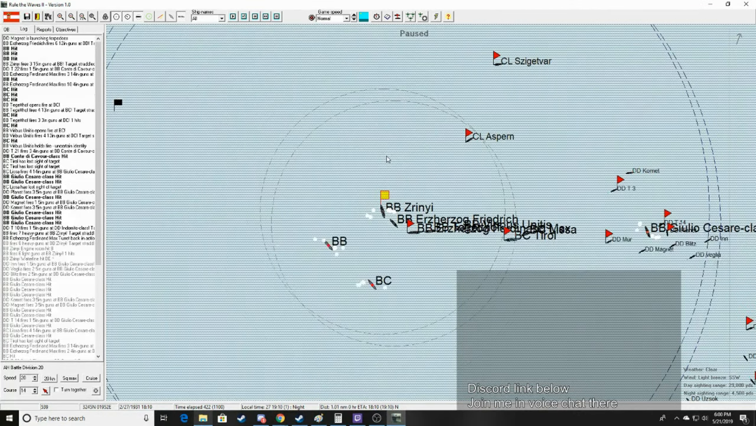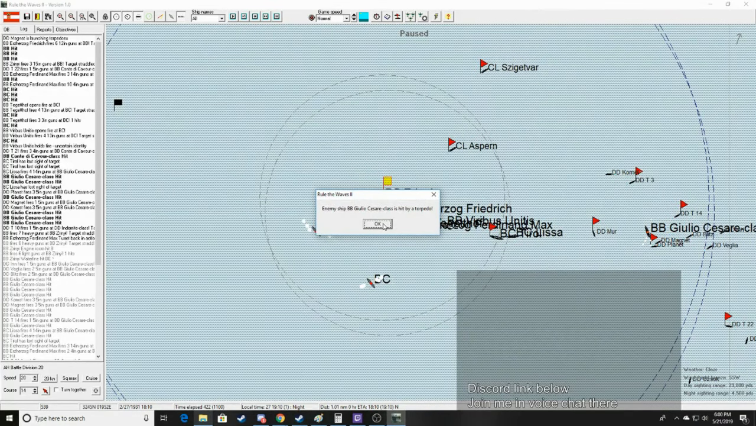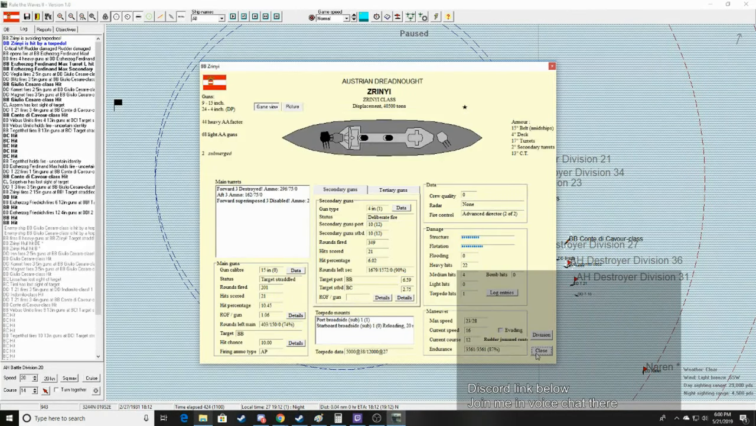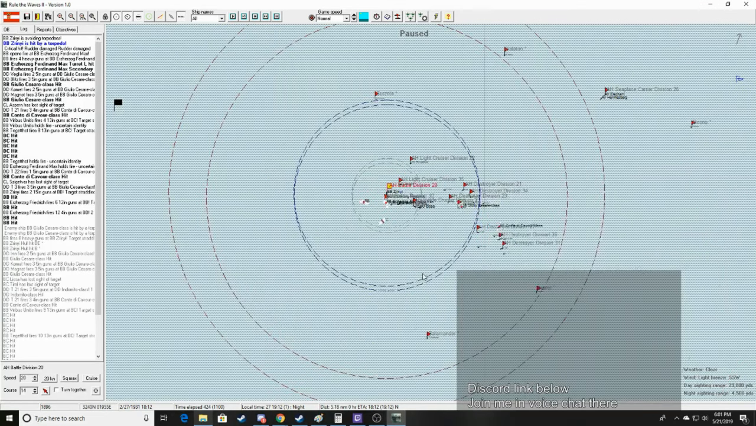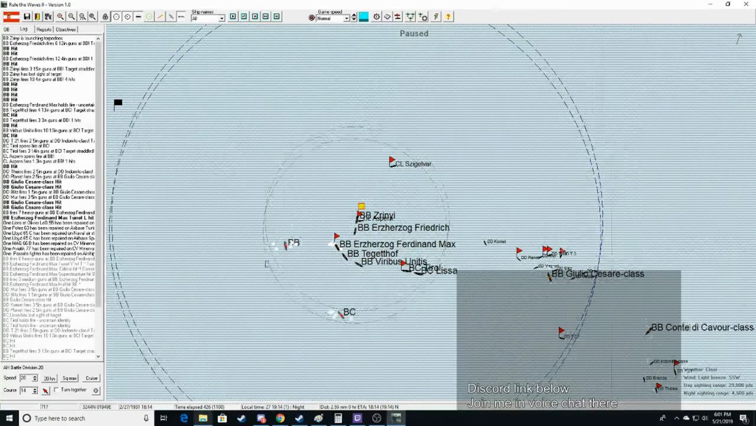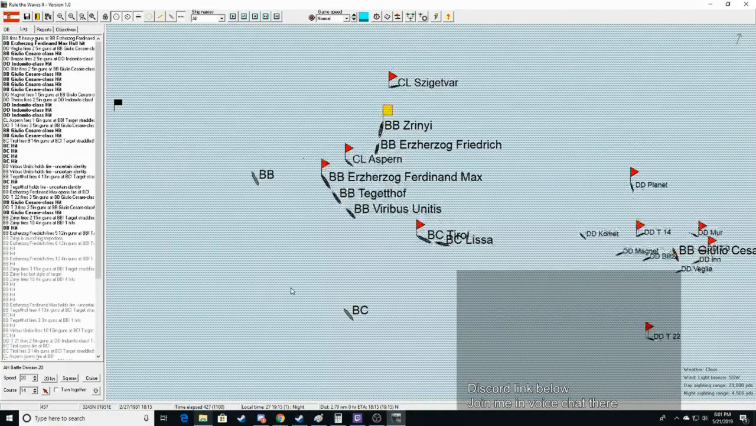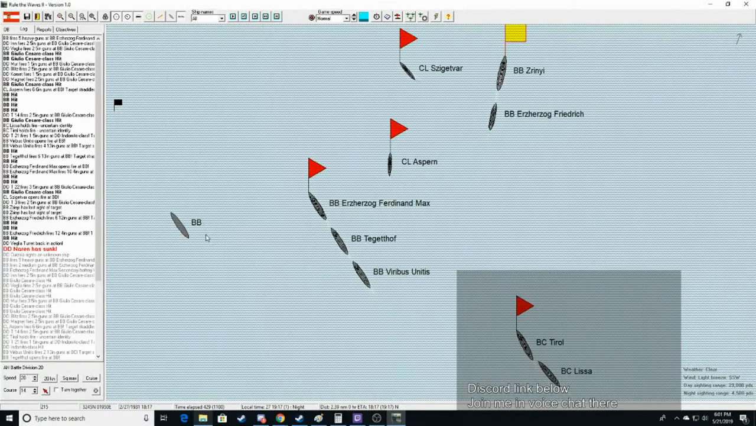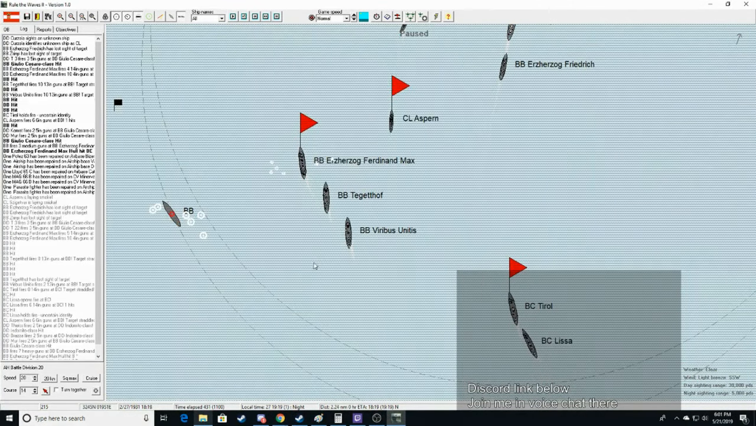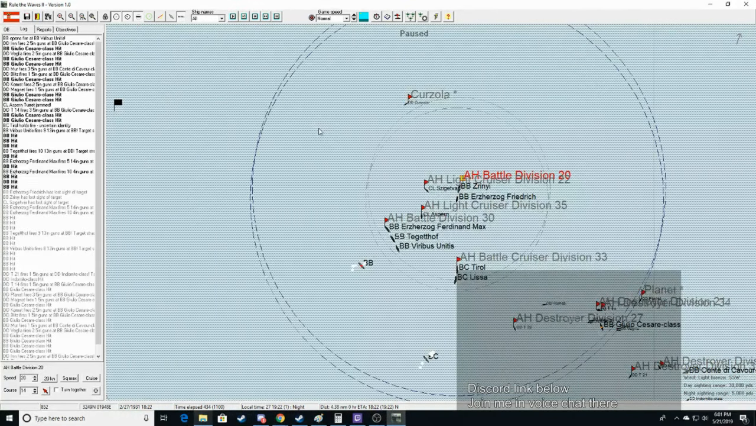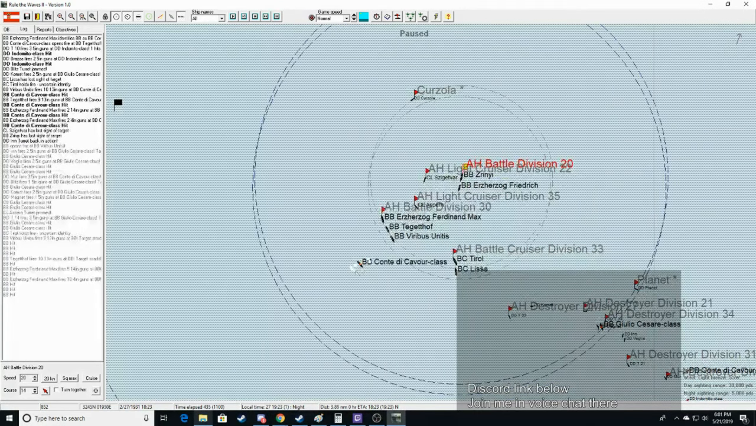So what we want to do is we want to do this sort of turn. Zrini is hit by a torpedo. Zrini has not taken any additional flotation damage. So I take it that's the torpedo probably from that guy. On the other hand, whatever that is, has just been pounded to death by everything.